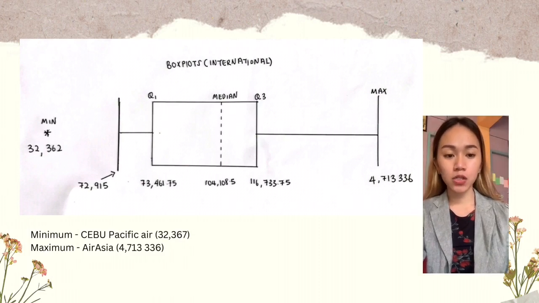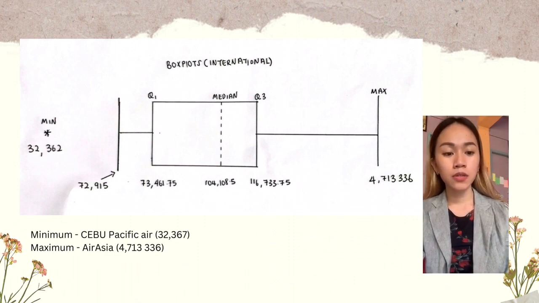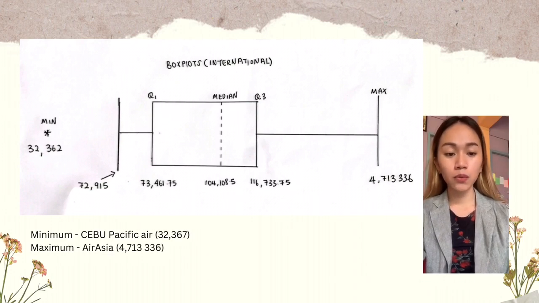Lastly, the box plots for international. The minimum for the international dataset is Cebu Pacific Air, which is 32,362, while the maximum is AirAsia, which is 4,713,336. So the Q1 for international airlines is 73,461.75. The median is 104,108.5, and the Q3 is 116,733.75.